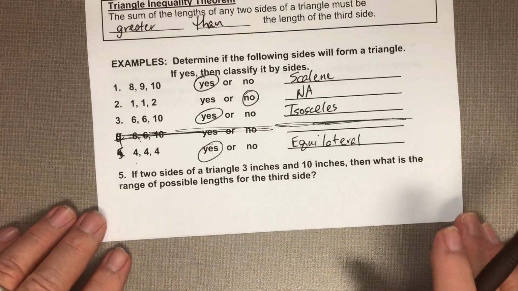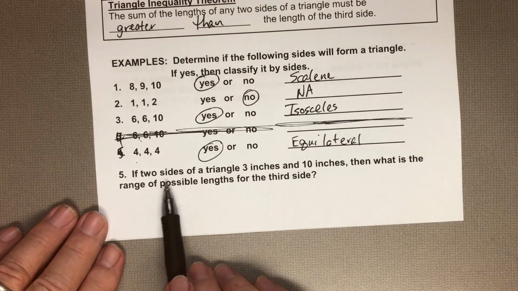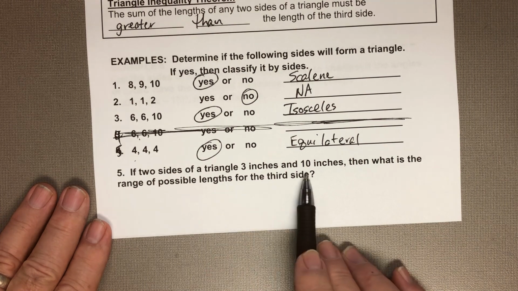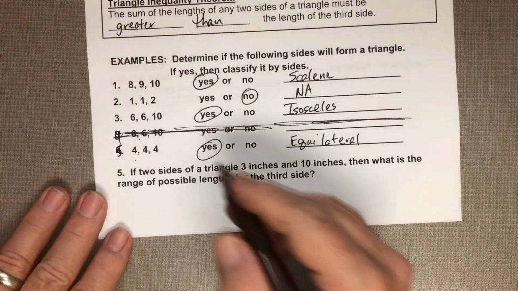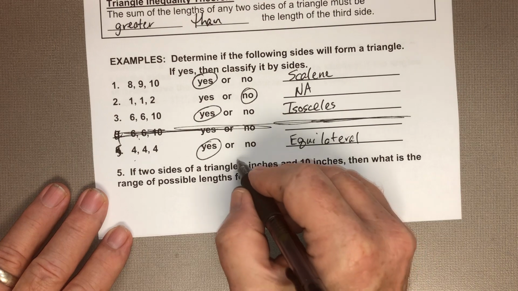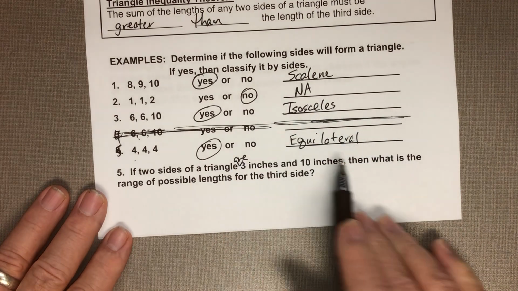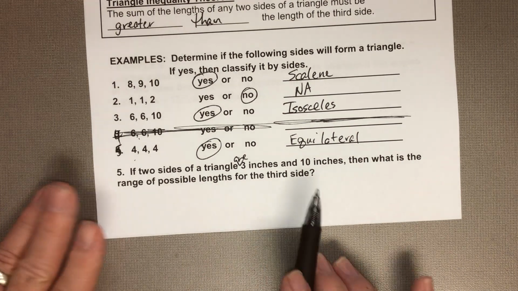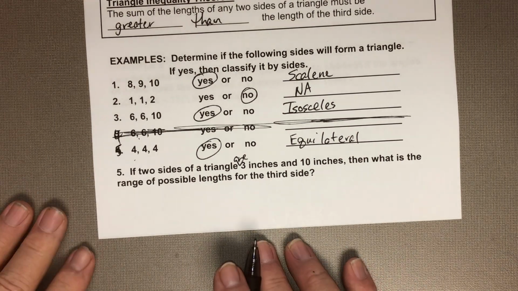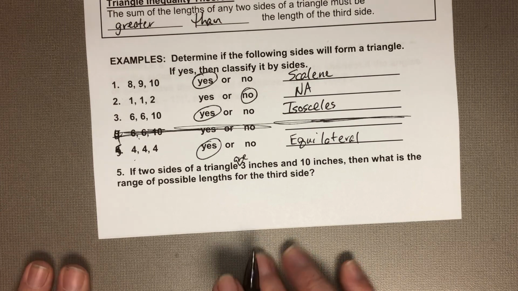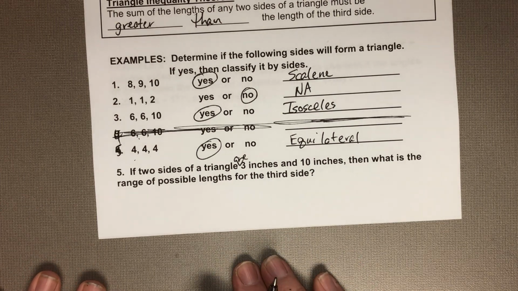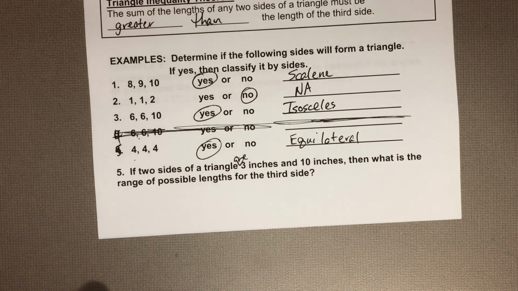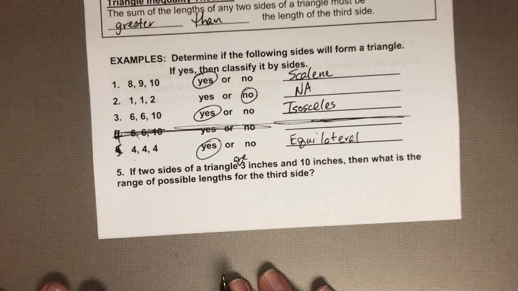Okay, all right, number 5 says, if two sides of a triangle are 3 inches and 10 inches, then what is the range of possibility for the third side? Well, it all depends, all right? The third side could be the shortest side, or the third side could be maybe the longest side. Because that's what you want. You want a minimum value for x and a maximum value for x.